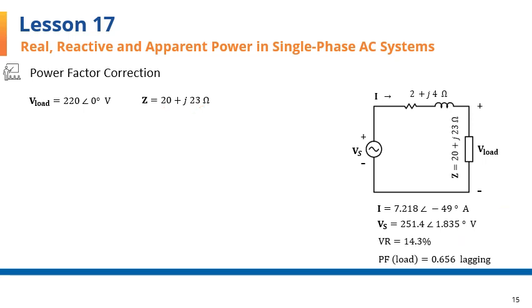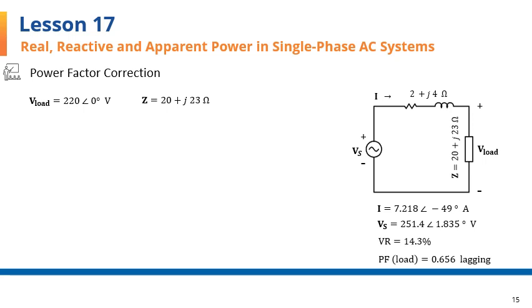To find the real and reactive powers used up in load and in line, we can find the complex power as V times complex conjugate of I, and then take the real and imaginary parts of it as real and reactive powers respectively.